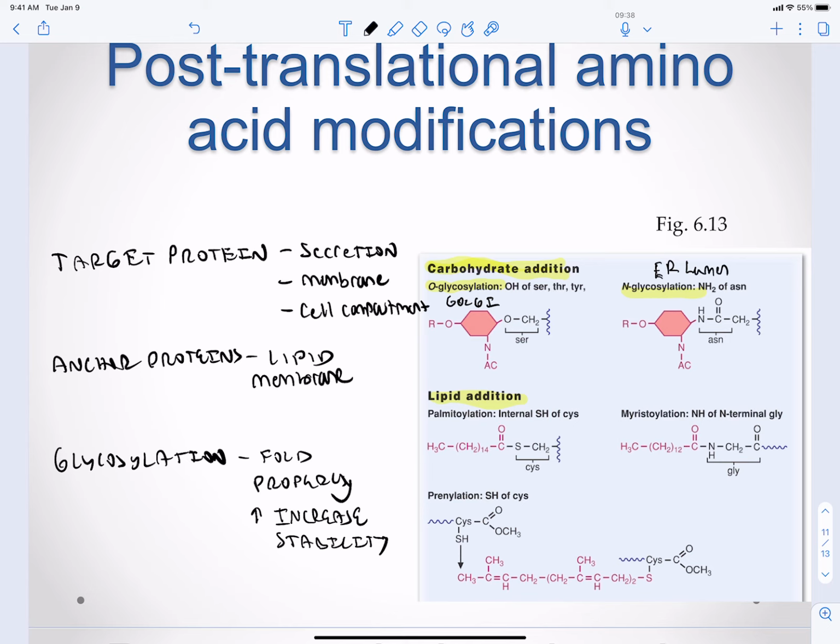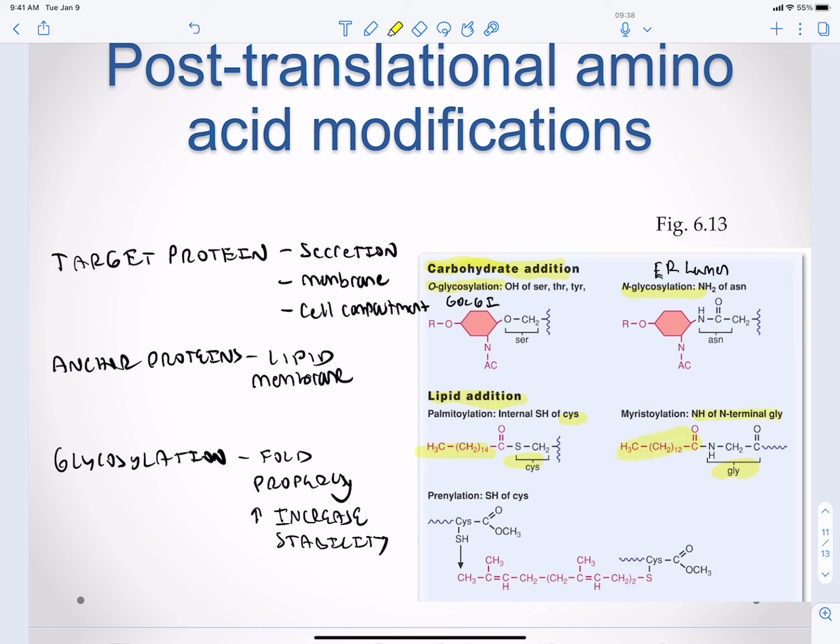You also have addition of lipids, and this will help the protein interact with the plasma membranes, for example. Palmitoylation is an example. Myristoylation is another example. Palmitoylation is going to occur on internal sulfur groups of cysteines. So here you have a cysteine, and you're going to get a fat attached to it. Fats are very long carbon chains. And for myristoylation, the N-terminal glycine is going to have a fat added to it.